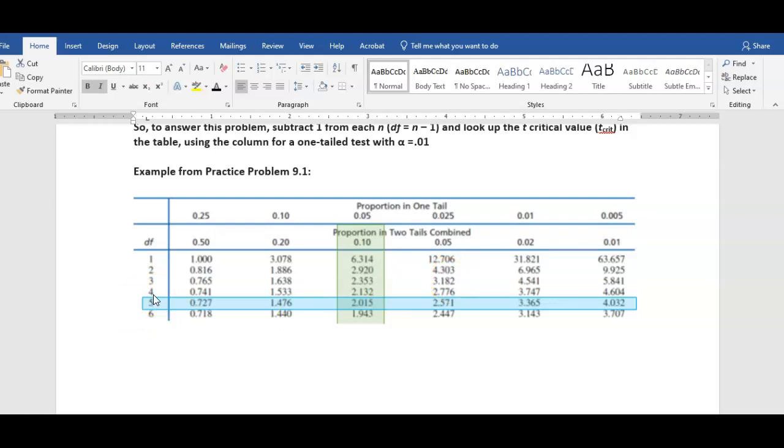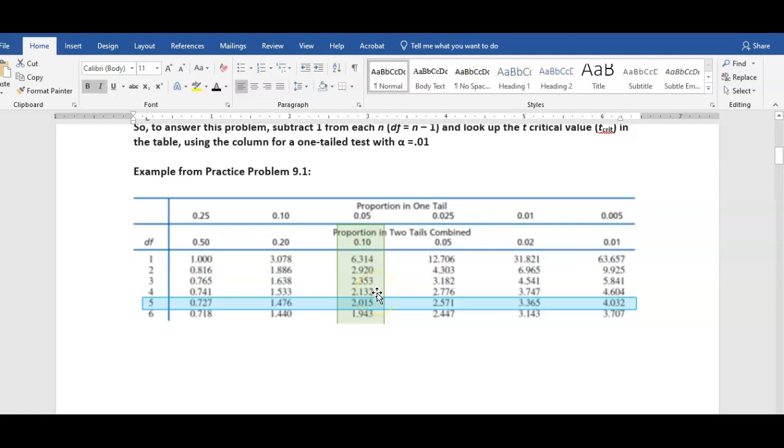Now think about it. How many are in the sample if I have 4 degrees of freedom? It's n minus 1 to get degrees of freedom, so I would actually have n equal 5. But I'm looking up 4 degrees of freedom in the table, and I want to look at alpha set at 0.05 for a two-tailed test. So I'm going to come over here, and it's going to be this value right here, 2.776. If it was a one-tailed test, alpha set at 0.05, then I would use this column here, degrees of freedom 4, and 2.132 would be my critical region.